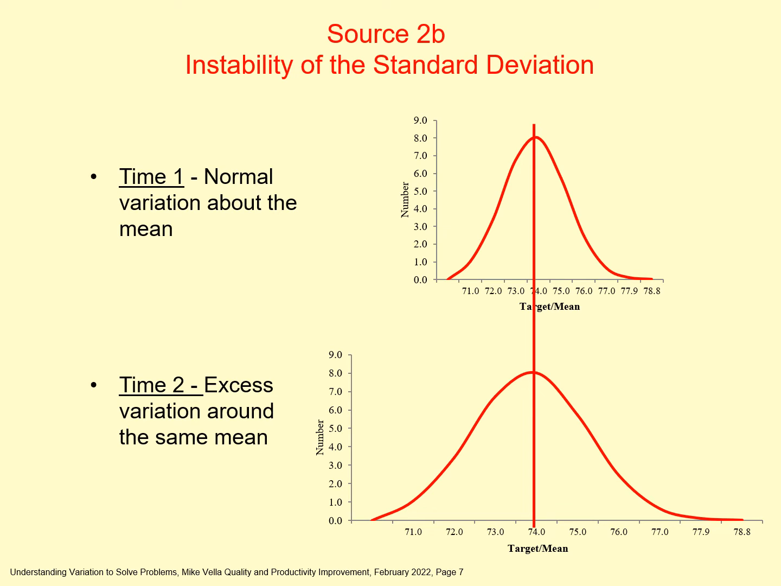Well, introduction of materials that has more variation inherent to it, or perhaps inaccurate or unreliable gauging, or perhaps many adjustments to the process, or different operators running the process at different settings. All of these things would contribute to increasing the variability about the mean. And when we see variability about the mean increase, that's a natural indication that we've deteriorated quality.